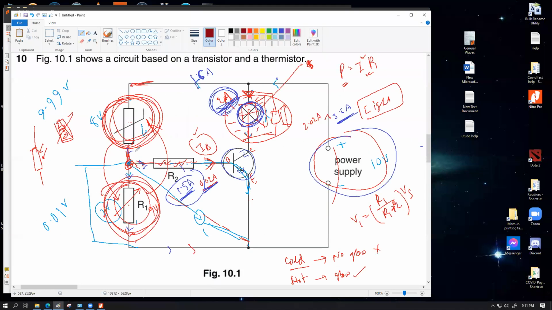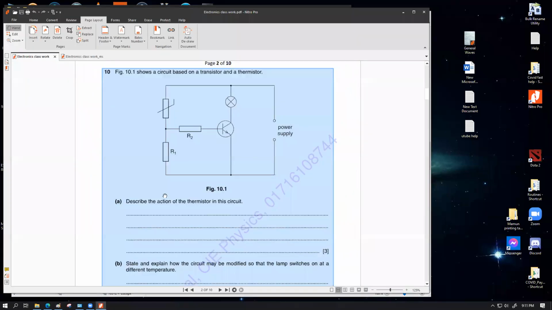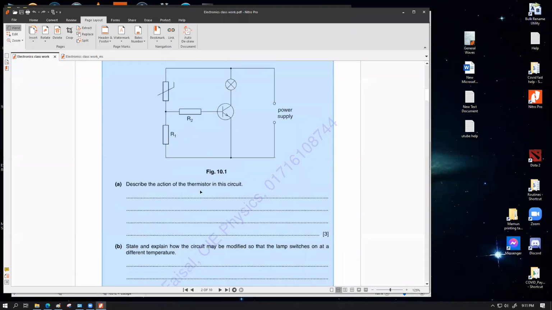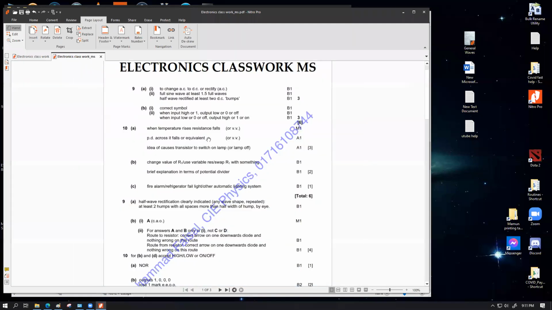So that was the discussion that I was trying to get at. Well, let's now look at the question for that. What does the question have for us? Describe the action of the thermistor in the circuit. Okay, I just described how this works as a potential divider. Still, we might as well look at the exam mark scheme.